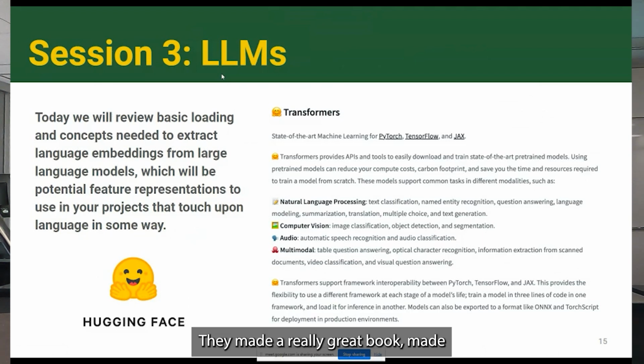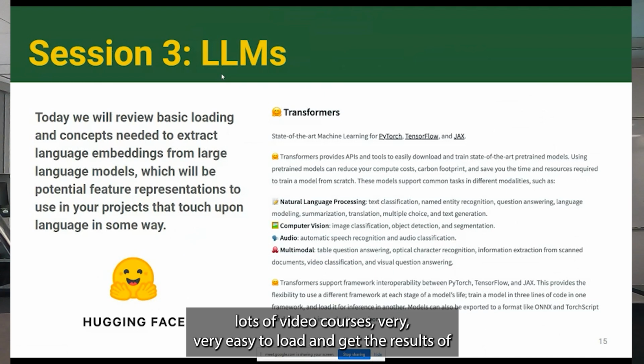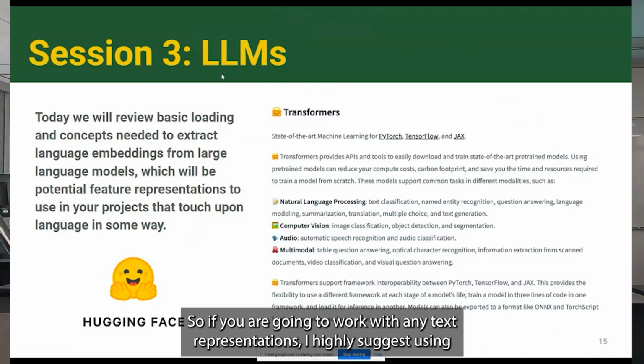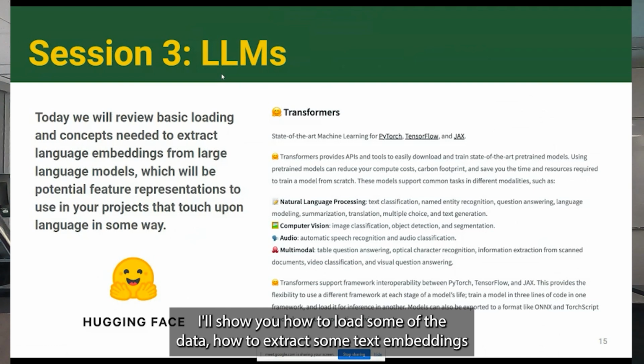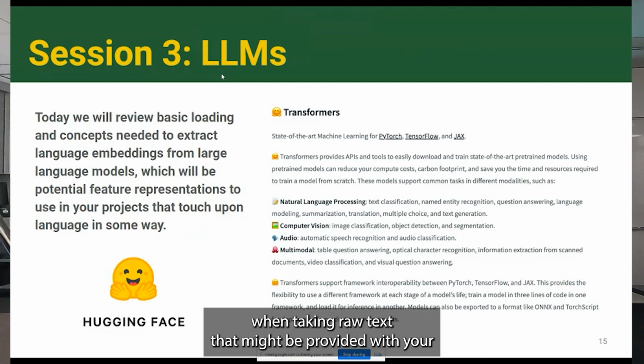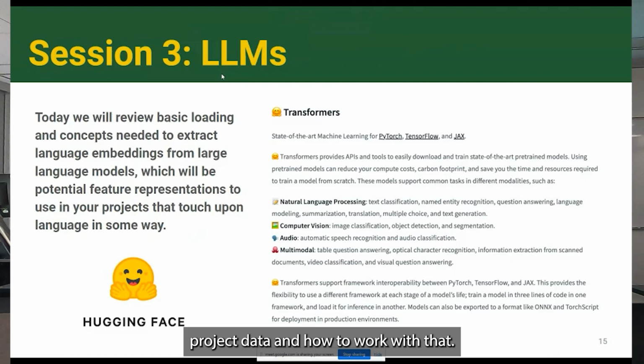They made a really great book and lots of video courses, very easy to load and get the results of large language models. So if you are going to work with any text representations, I highly suggest using it. I'll show you how to load some of the data, how to extract some text embeddings, and some other considerations that you need to be aware of when taking raw text that may have been provided with your project data.